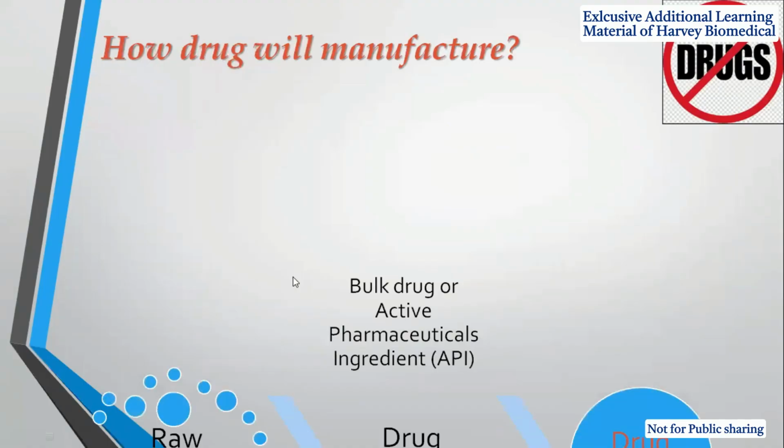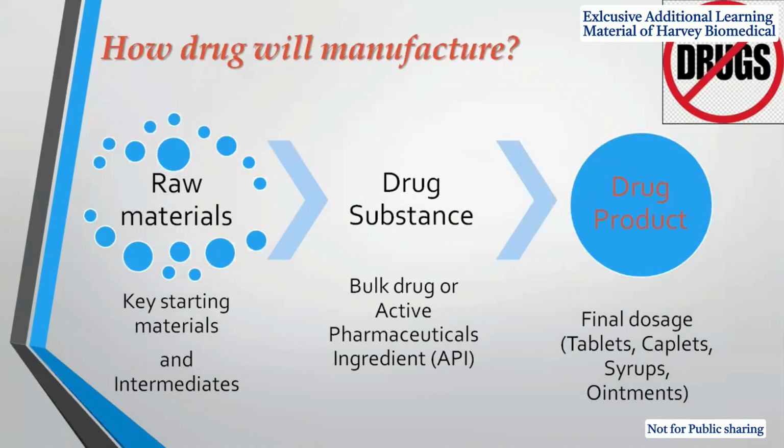How is a drug manufactured? The drug is manufactured from starting materials, which are key starting materials and intermediates, called raw materials, and these are converted into the drug substance. The drug substance is called a bulk drug or active pharmaceutical ingredient (API). Once the API is prepared, it goes into the drug product. The drug product is the final dosage form, like tablets, caplets, syrups, ointments. Various types and formulations exist, depending on the drug requirements and the intended use and purpose.